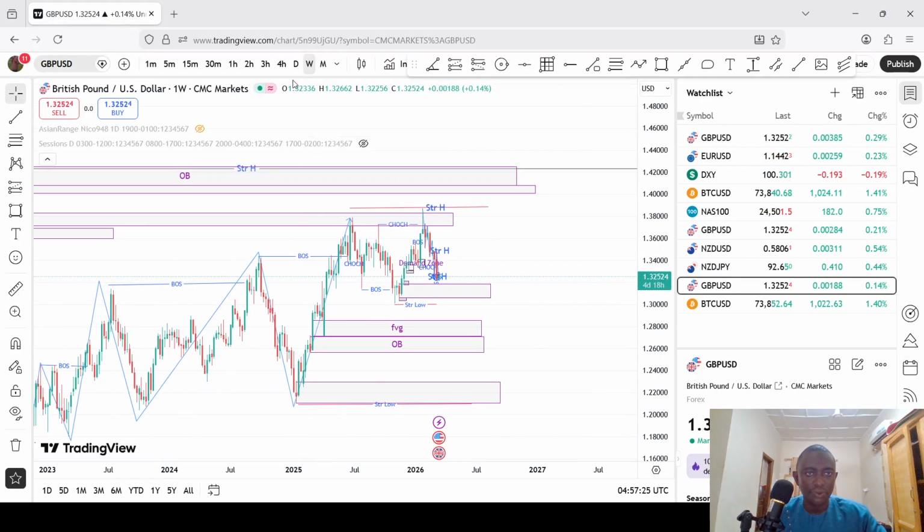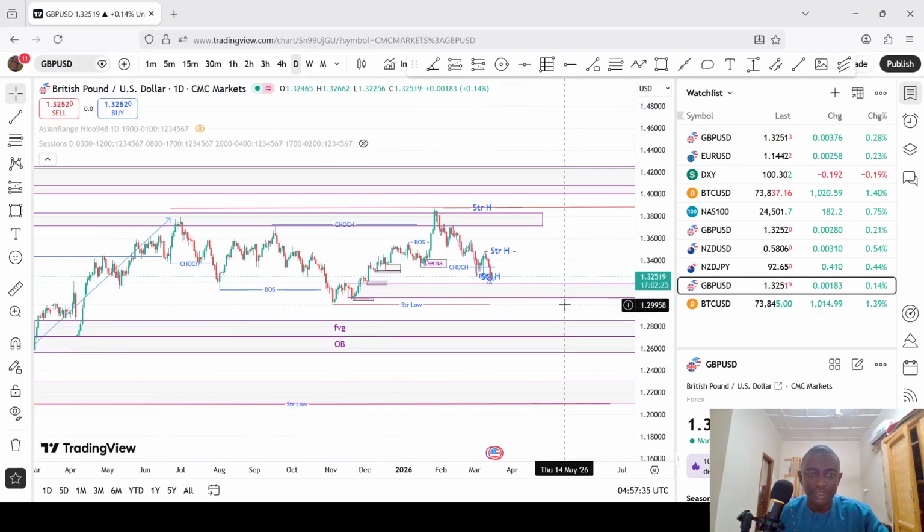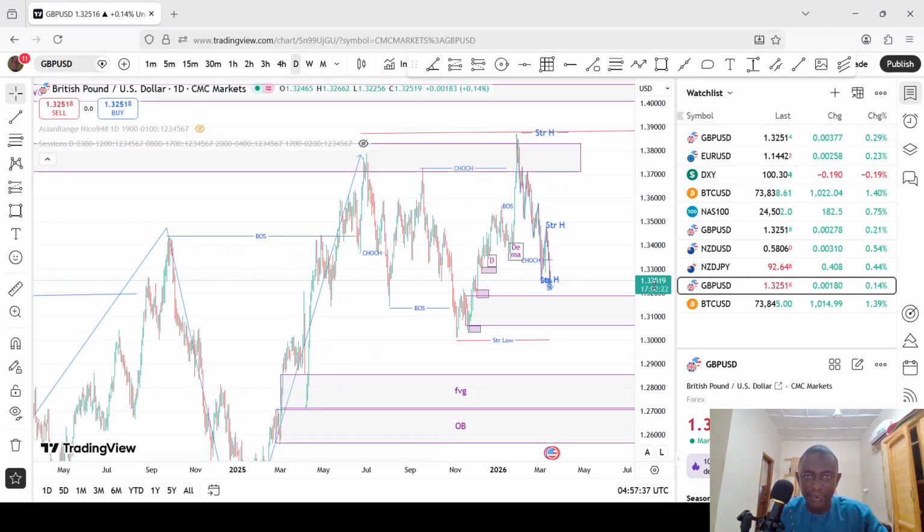All right, so we move to the daily time frame, just focusing between this and this, or the last high. With the daily time frame, you look at what is happening from the daily perspective.